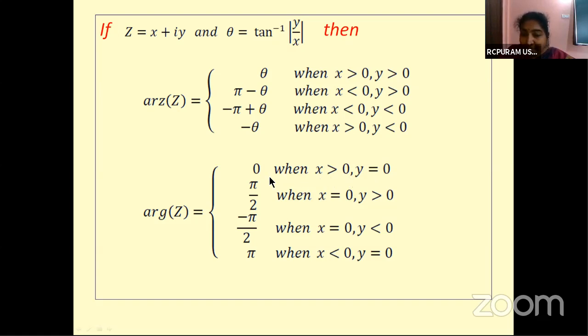Okay, in this case, your argument will be taken as 0. And when x is 0 and y is greater than 0, that means a positive value, then you will get the argument as pi by 2. If x is 0 and y is less than 0, then we will take it as minus pi by 2. And when x is less than 0 and y is 0, we will take it as pi.